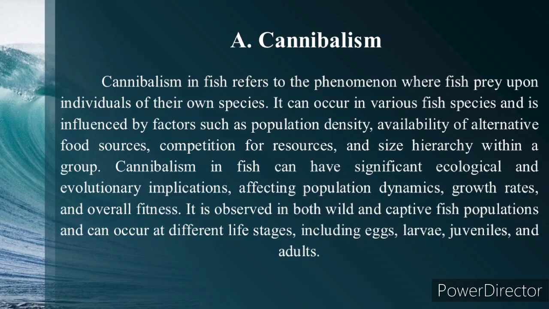It can occur in various fish species and is influenced by factors such as population density, availability of alternative food sources, competition for resources, and size hierarchy within a group. Cannibalism in fish can have significant ecological and evolutionary implications, affecting population dynamics, growth rates, and overall fitness. It is observed in both wild and captive fish populations and can occur at different life stages, including eggs, larvae, juveniles, and adults.